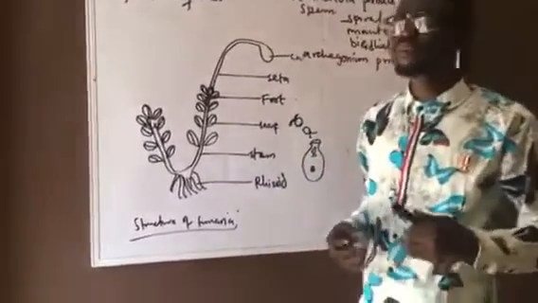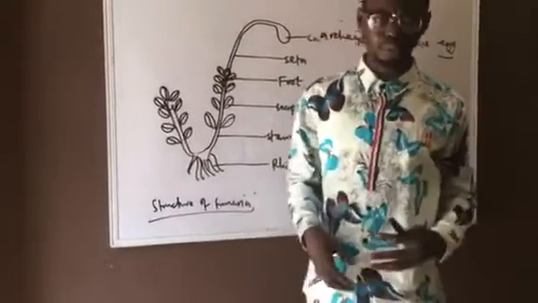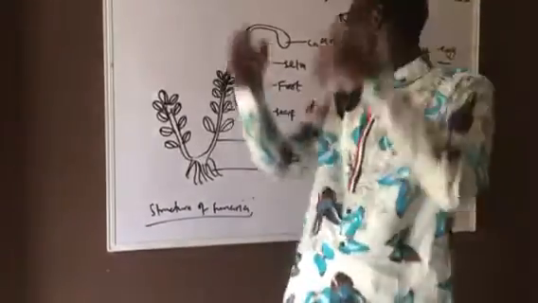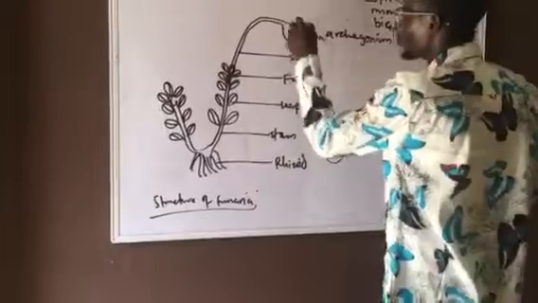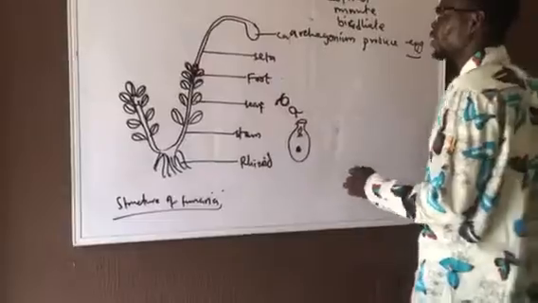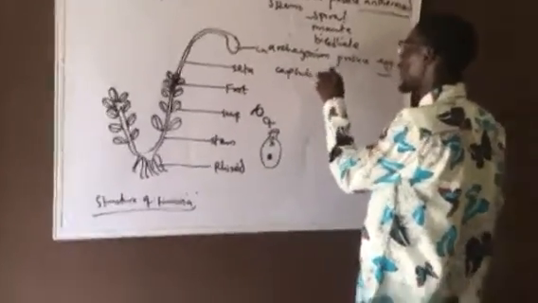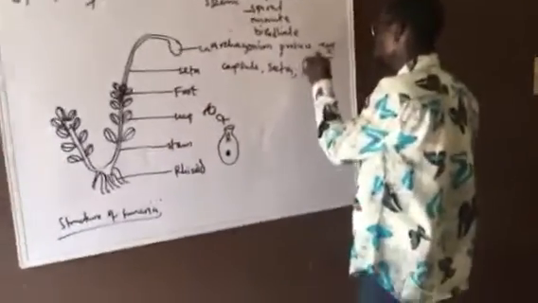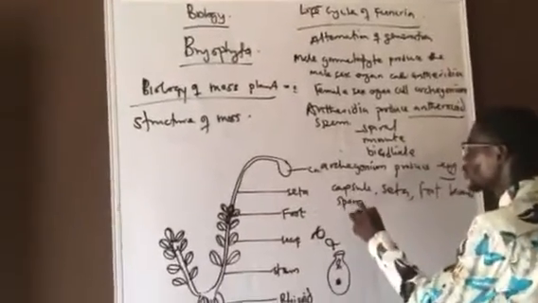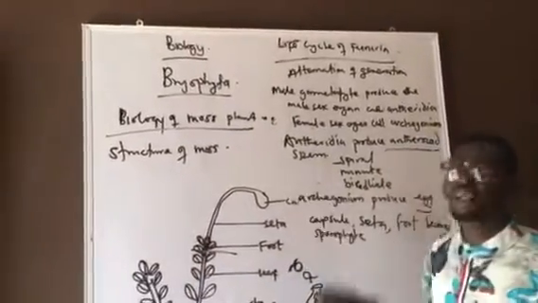So this zygote will develop a thick coat to become oospore. At the end of this development, the oospore will now germinate to give rise to what we call the capsule. So the sporophyte consists of all the structures, that is the capsule, seta, and foot. So the sporophyte consists of the foot, the seta, and the capsule.